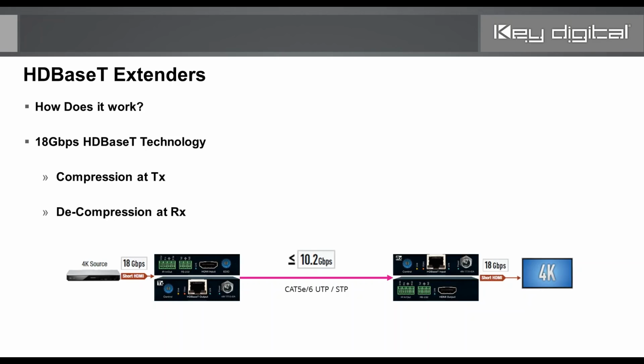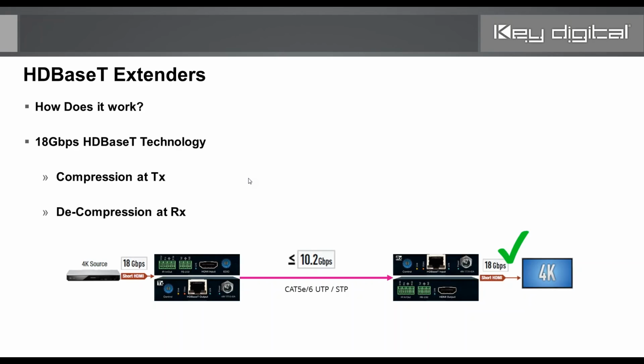And this looks pretty similar to that diagram, doesn't it? Because that's the exact same thing that 18G HDBaseT technology is doing. It compresses at the transmitter and then extends over Cat5 at 10.2 gigabits per second to be decompressed at the RX unit, and the display shows you an 18 gigabit per second signal. So that's how the 18G HDBaseT technology works as a whole.